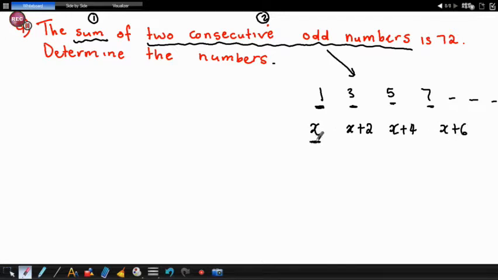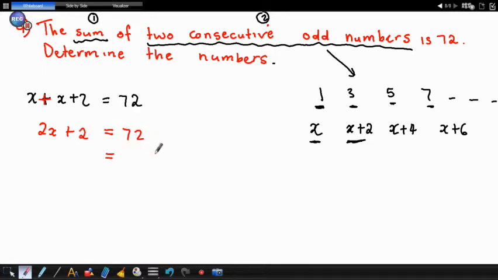So we can just take these two numbers because it's easier to add. So we'll say x plus x plus 2 is equal to 72. Remember, we are saying that we are adding because they said the sum of. So we are going to have x plus x is 2x, and then plus 2 equal to 72.